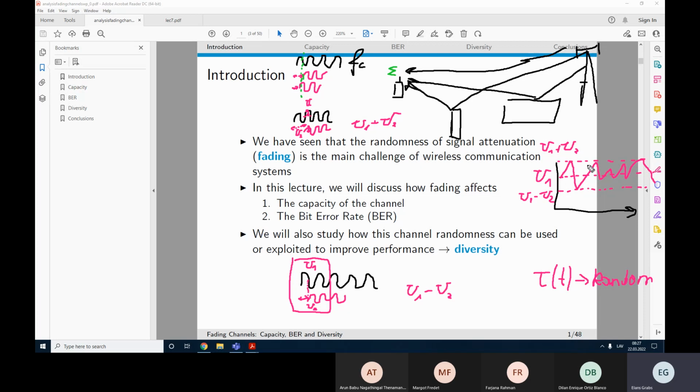So these changes will be random because the phase is going to be changed randomly, and also the gain for each of the channels changes randomly, if you remember our first introductory lecture. So this in total will generate random signal strength. We can basically conclude it like that.